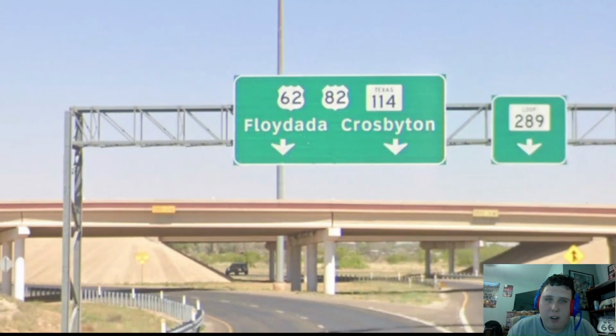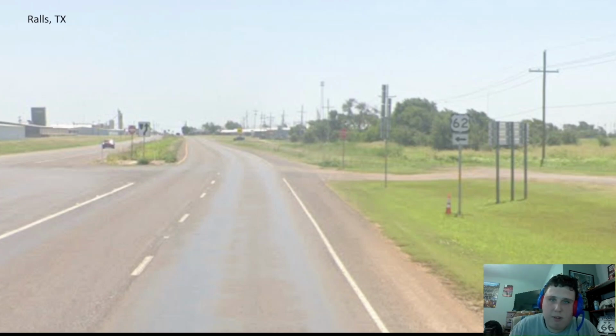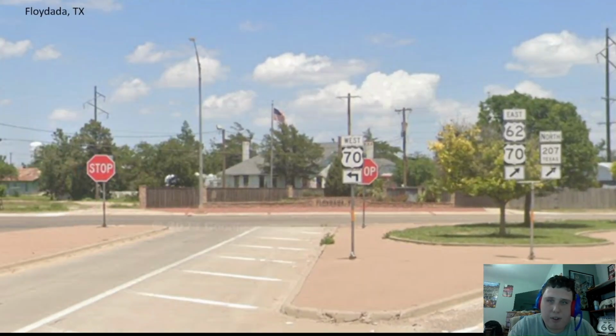Here we are reuniting with US 82 as 62 and 82 and Texas 114 are going towards Floydada and Crosbyton. Here in Ralls, Texas, we're leaving US 82 to head towards Floydada. And here in Floydada, we're meeting US 70, and 70 and 62 are concurrent with each other, along with Texas Highway 207.